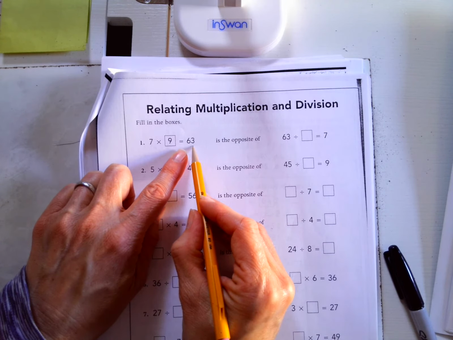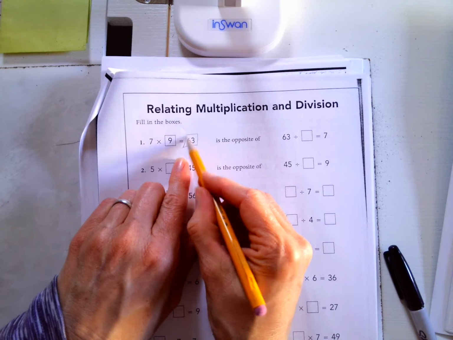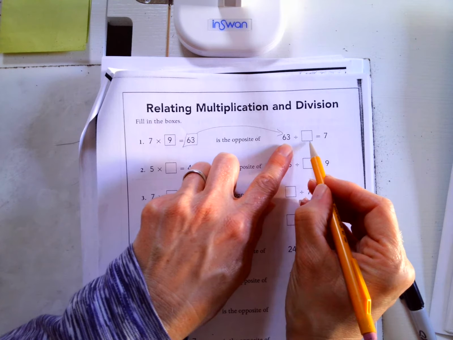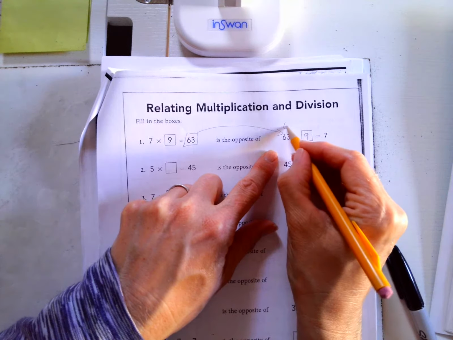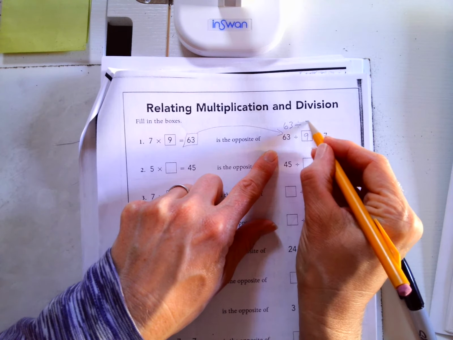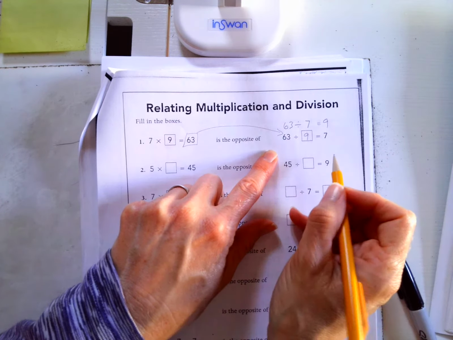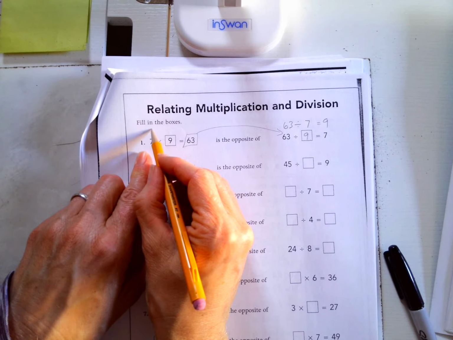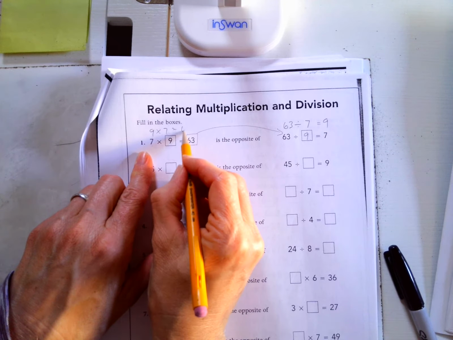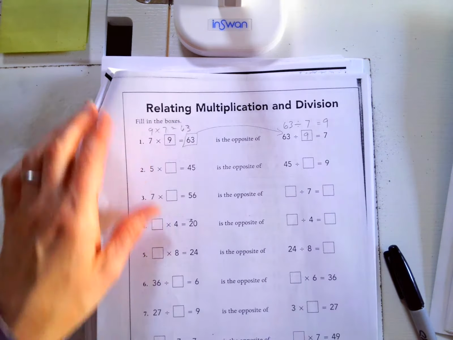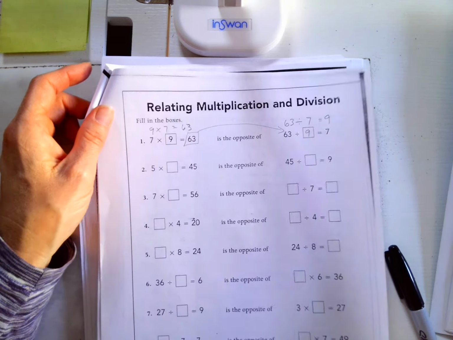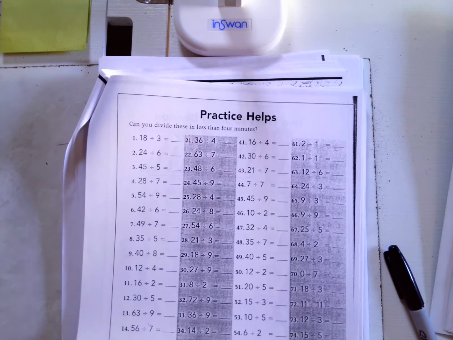If 7 times 9 equals 63, then the opposite of that, starting with the total and breaking the total into 9 groups, is equal to 7. And you might also notice that we could write it a different way. 63 broken into 7 groups equals 9. So we know 9 times 7 equals 63, or 7 times 9 equals 63. And we can turn it all around to be division as well. So that's what this page will have you work on, is seeing the relationship there. And then you'll have a few pages of practice, division facts, and practice helps.